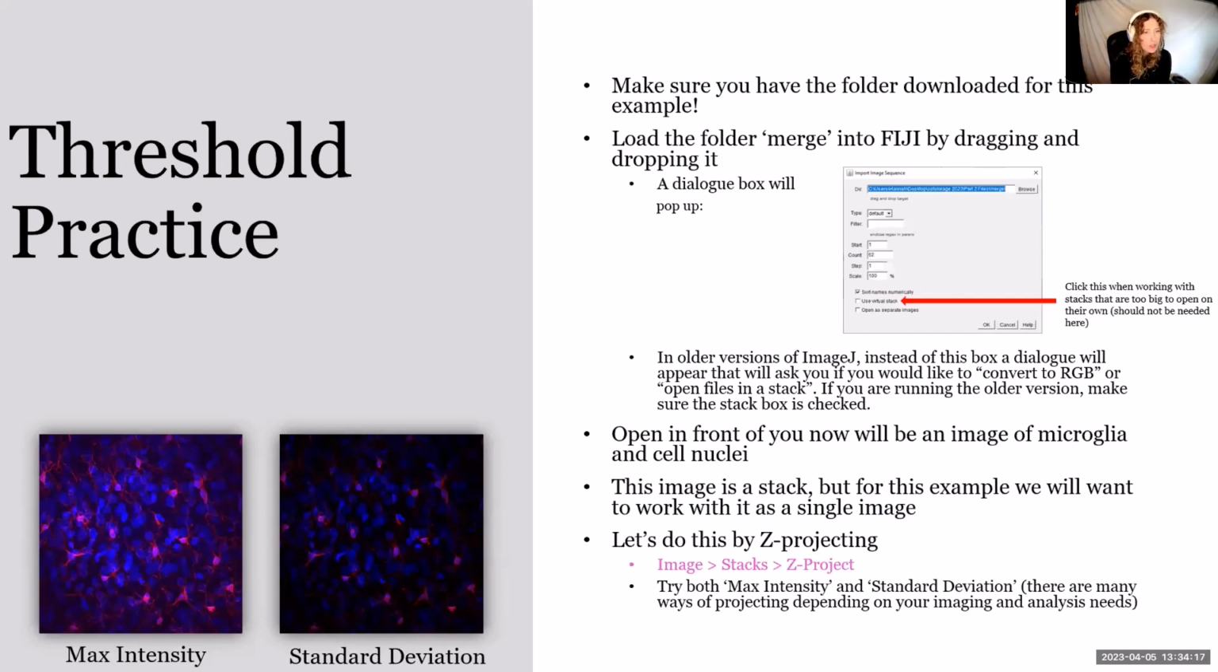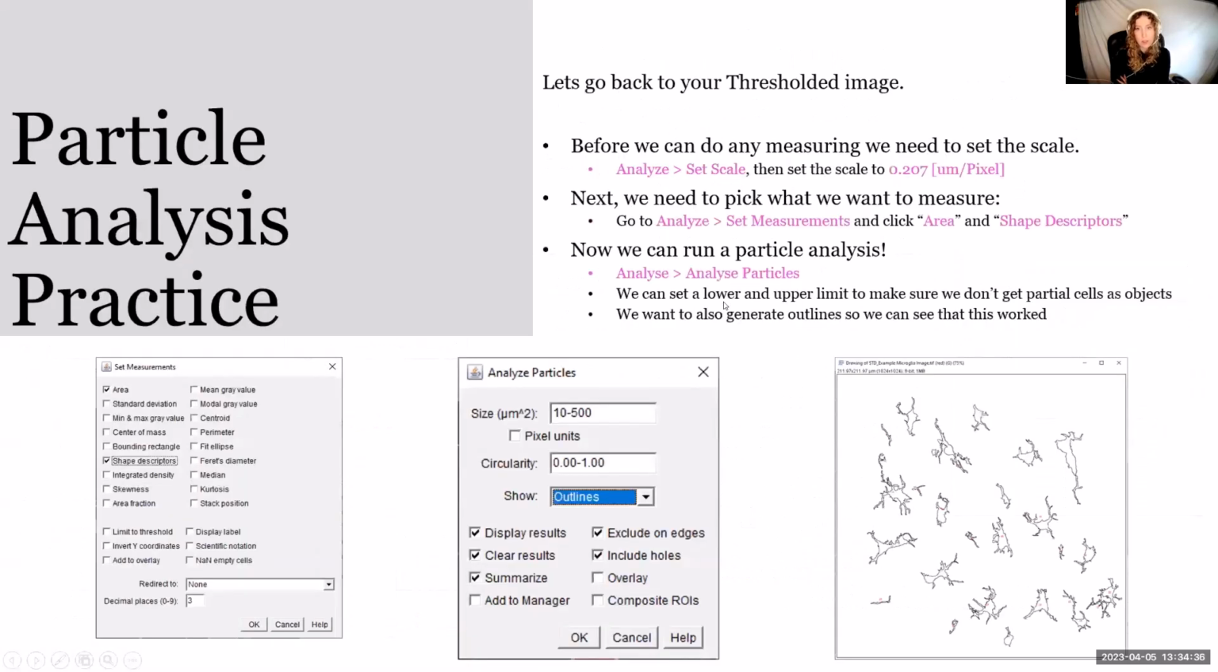What parameters do I need to select for 3D projection? We're not doing a 3D projection today. We're just going to do a Z projection and let's do standard deviation. The scale of the image, again, we can do that part later if you want, but the scale of the image is 0.207 micrometers per pixel.